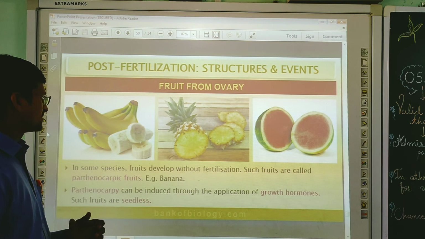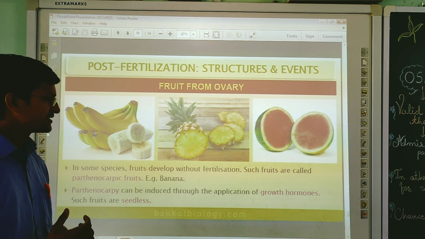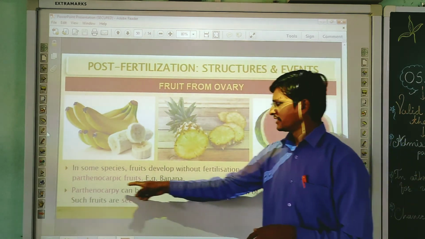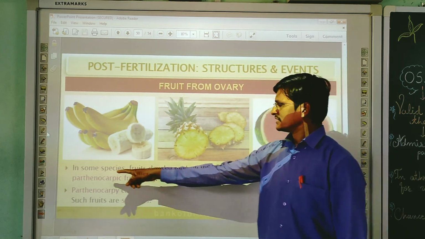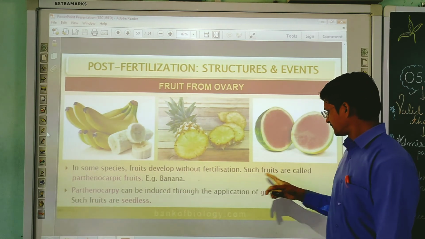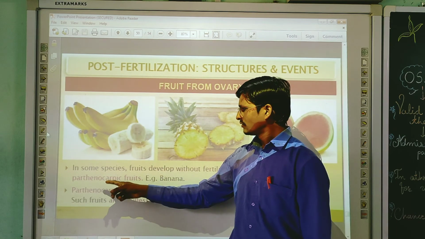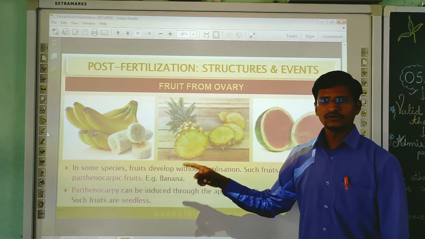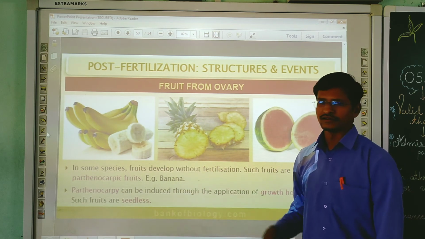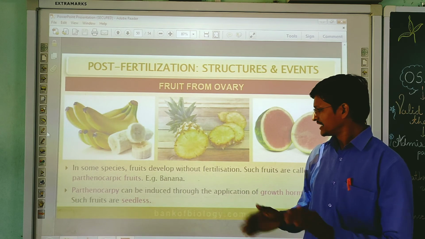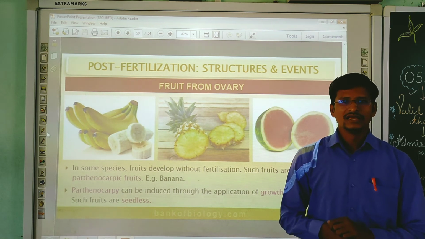In some species, fruits develop without fertilization. Remember this, it is very important for MCQ and 1 mark questions. Such fruits are called parthenocarpic fruits. For example, banana. In that, there is no fertilization; without fertilization the fruit will develop.